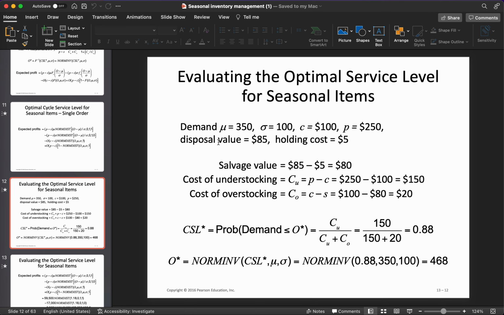Now this time we'll assume that demand follows a normal distribution with an average demand of 350 and a standard deviation of 100. So on average it's 350, and it can be less or more, and the standard deviation of demand is 100, right? We calculate the cycle service level the same way.